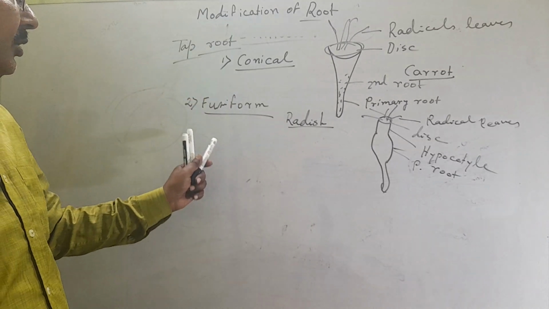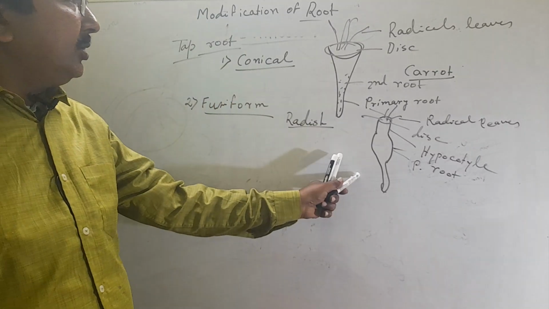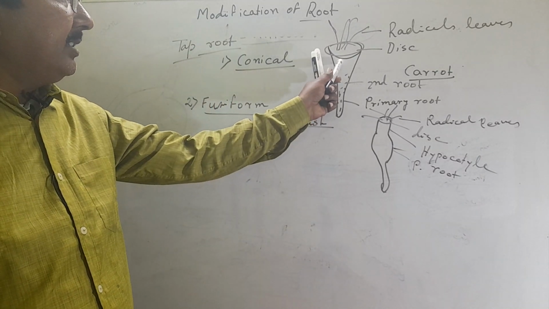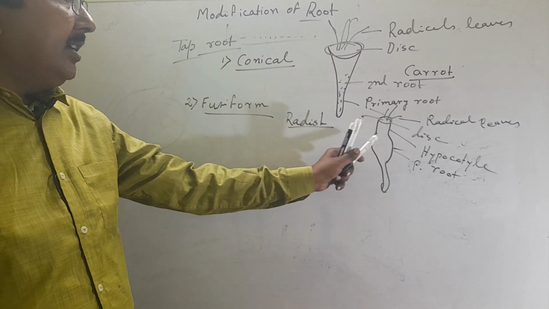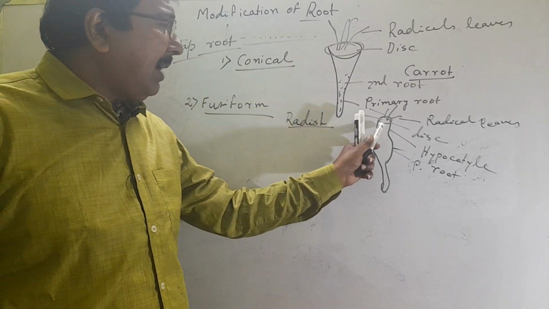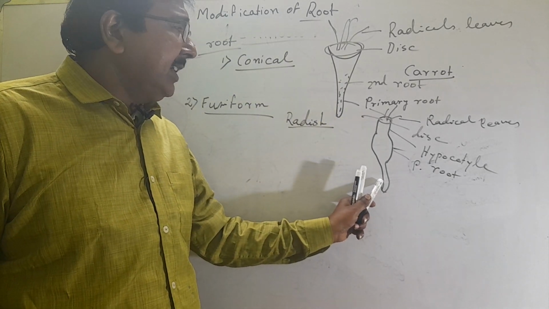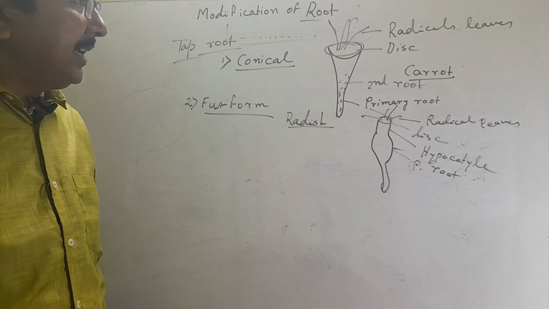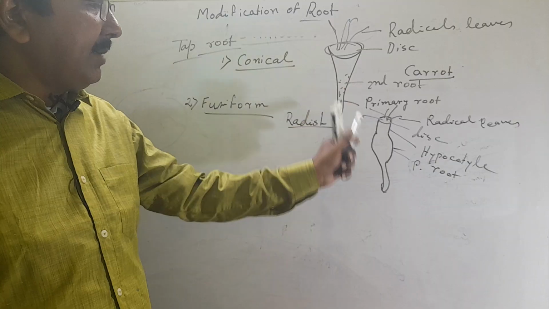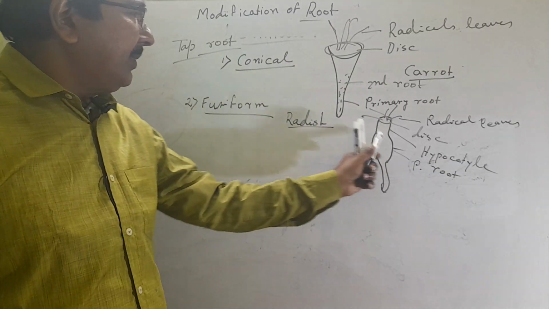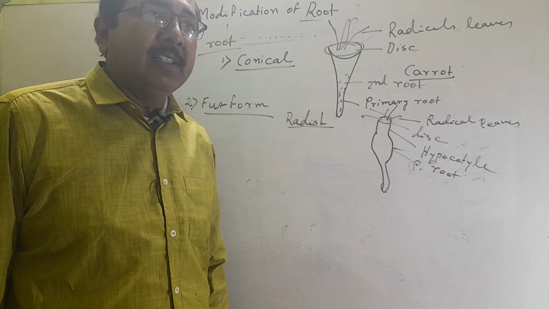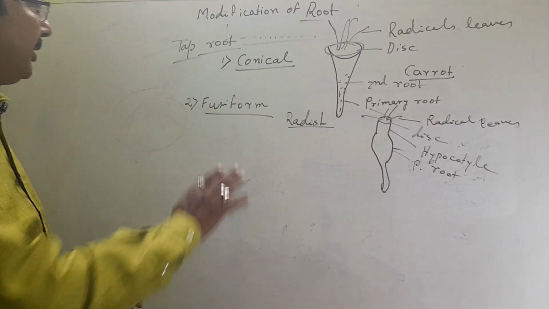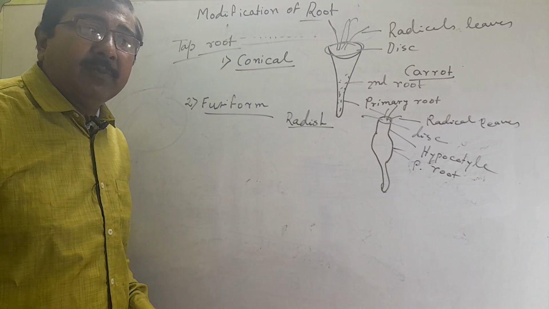One is conical, two is fusiform. What are the differences between them? In conical, the upper part is thicker and the lower part is tapering. But in fusiform, the upper and lower parts are tapering and the middle part is thicker. Also, in conical there is no hypocotyl, but in fusiform, hypocotyl is present. This is also a difference between conical and fusiform root.